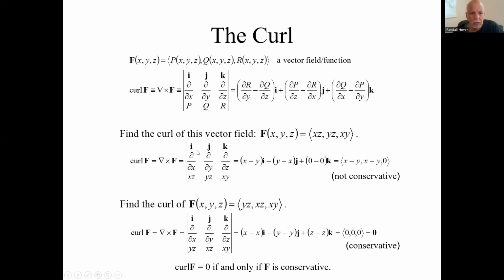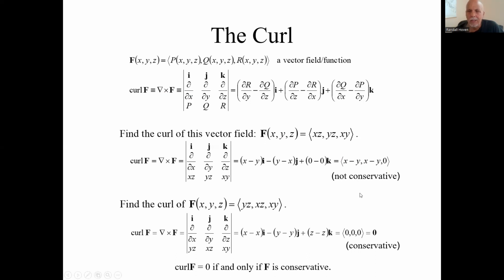Now what does it mean? You take this determinant. The i component will be the partial of this with respect to y, which will just be x, minus the partial of this with respect to z, which will be y, minus the j component. For j, it'll be this with respect to x, so it's y, minus this with respect to z, which will be x. And when you do the k one, it's going to be 0 minus 0. Here's your vector.